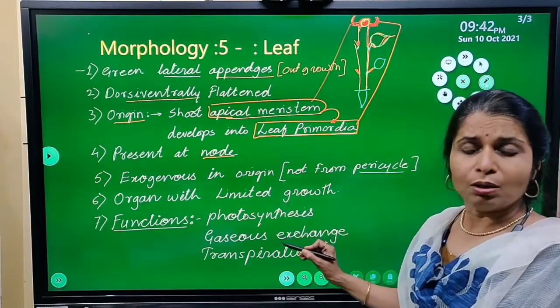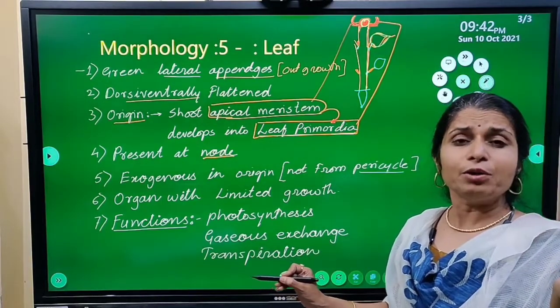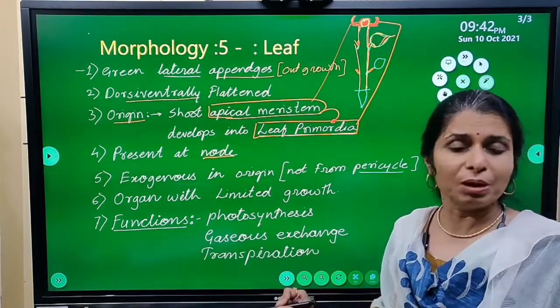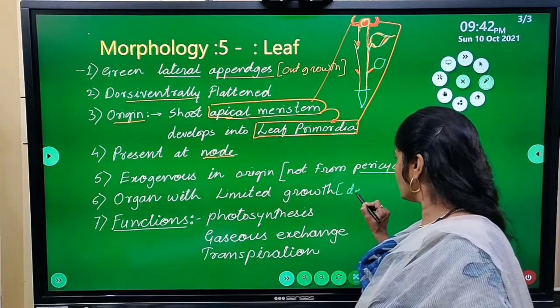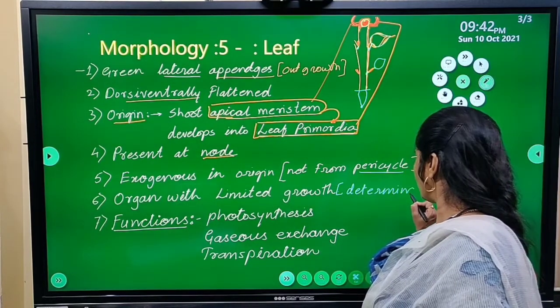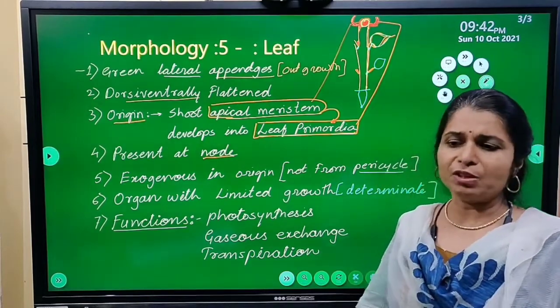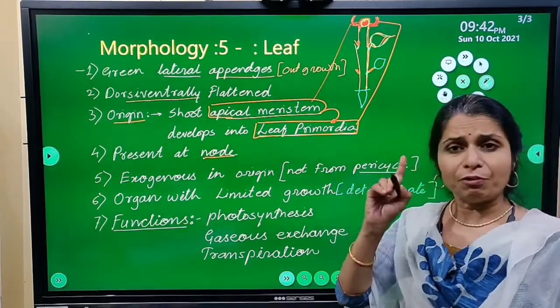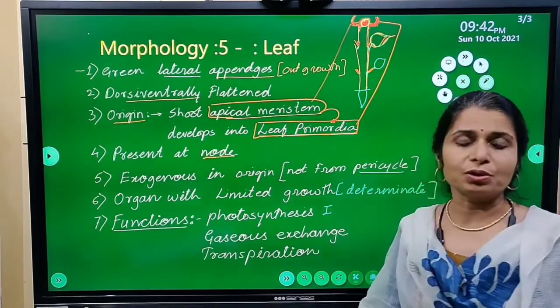So it is an organ with limited growth. We have used the terms indeterminate growth and determinate growth. So an organ with limited growth has determinate growth.